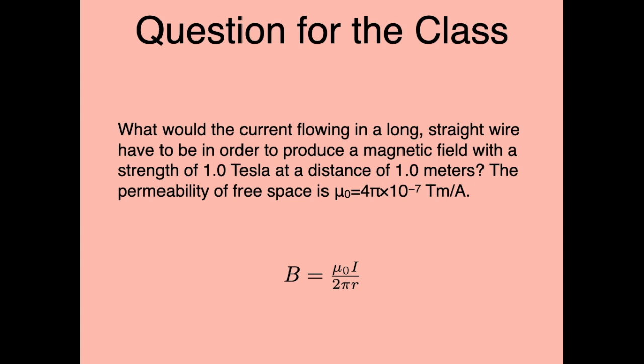We're just using the result from the previous slide that the magnetic field from an infinitely long straight wire is equal to mu naught times I over 2 pi r. So use this to answer the question. Pause the video, try to work it out, and then we'll go through it.